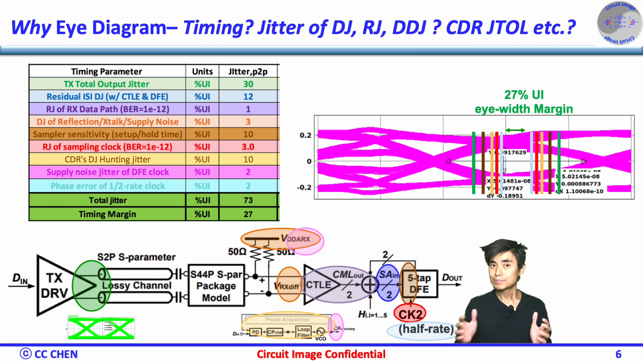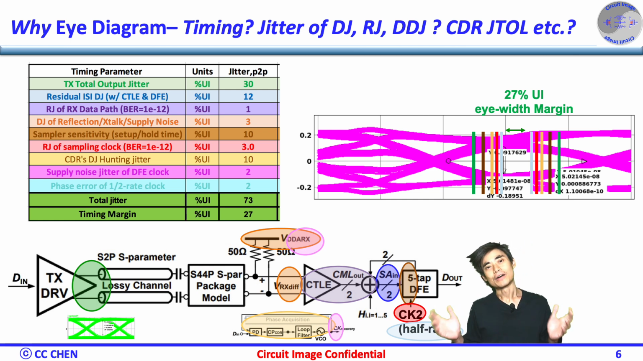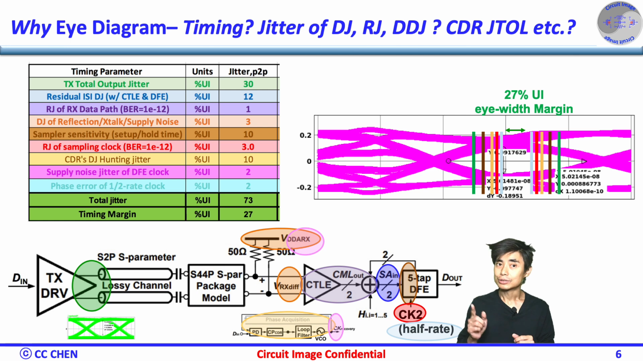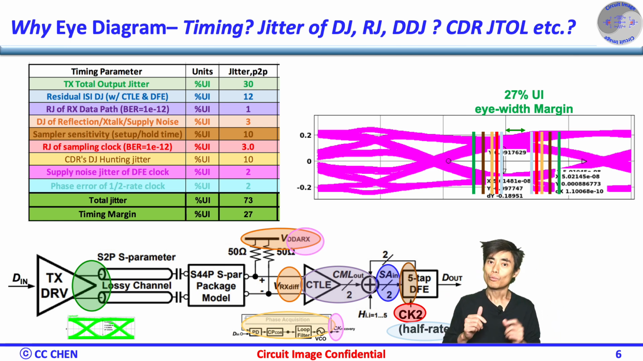Lastly, most people apply multi-phase half-rate or quarter-rate clocking, and the residual phase error could be 2% UI after the phase calibration, which reduces the eye width further. Finally, the total eye closure in eye width is 73% UI, and the link budget of the eye width is 27% UI to make the link meet the error rate of 1e-12 with a certain timing margin.